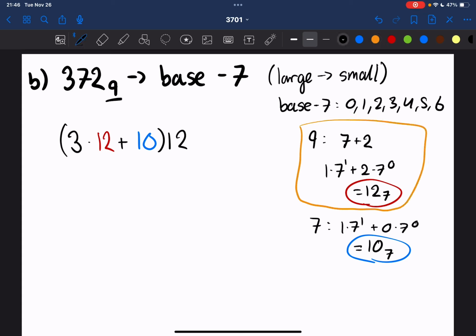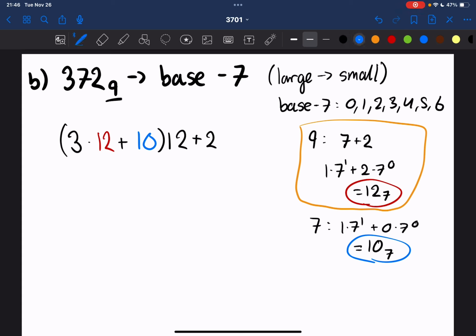And then what do we do? Well, we add the last digit, which is just 2. Well, 2 fits in base 7, so we're good. And so now you can see every single digit here actually fits into base 7, so that means that we've done it correctly. And then we just do the exact same thing that we did before.